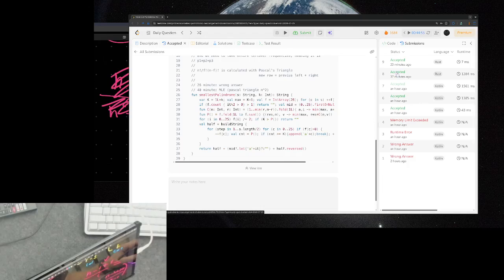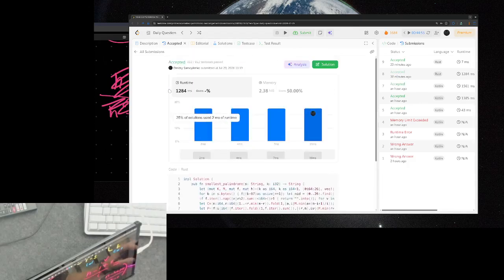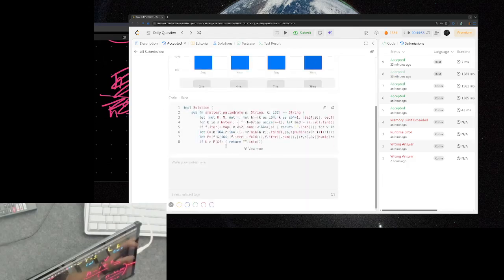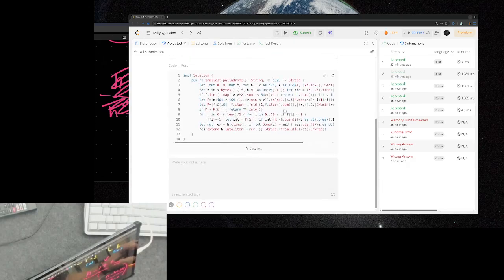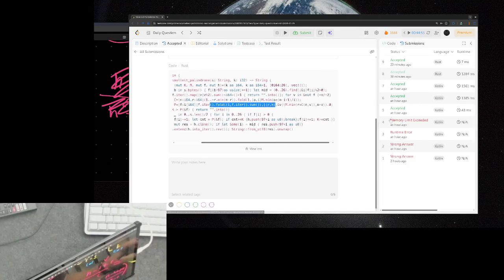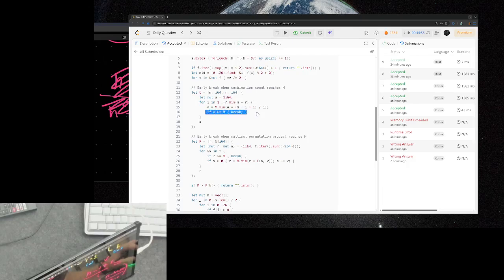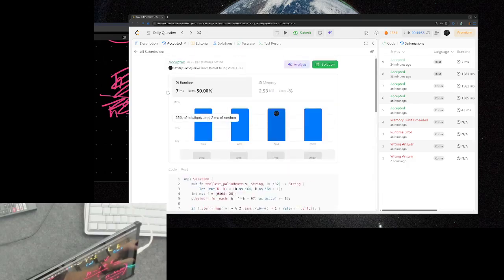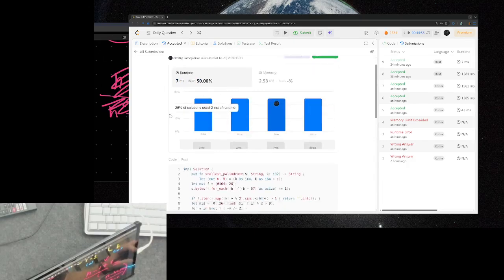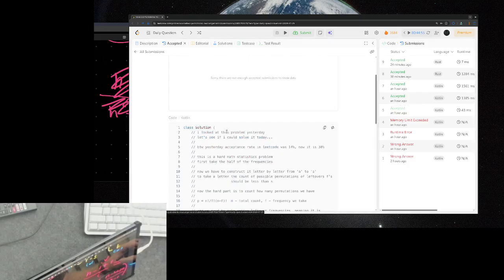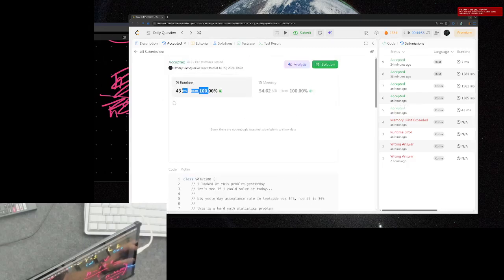And the same for Rust, by the way. It is 1200 milliseconds. So Rust is not a big deal if you make the algorithm slow. And the Rust optimal solution, when you return early as soon as you reach the maximum, is only 7 milliseconds. This is where the Rust shines, compared to the 43 milliseconds in Kotlin.